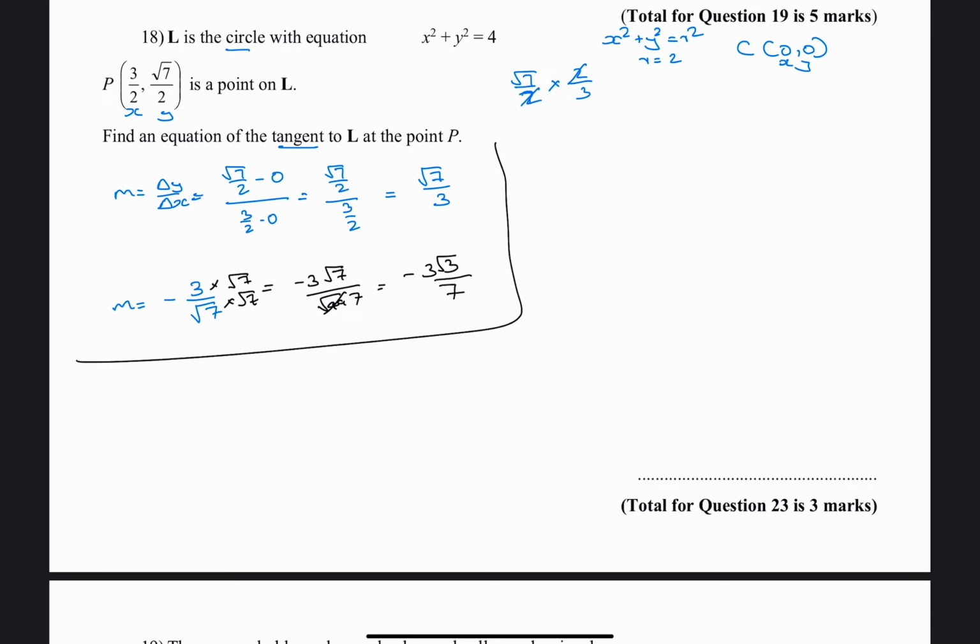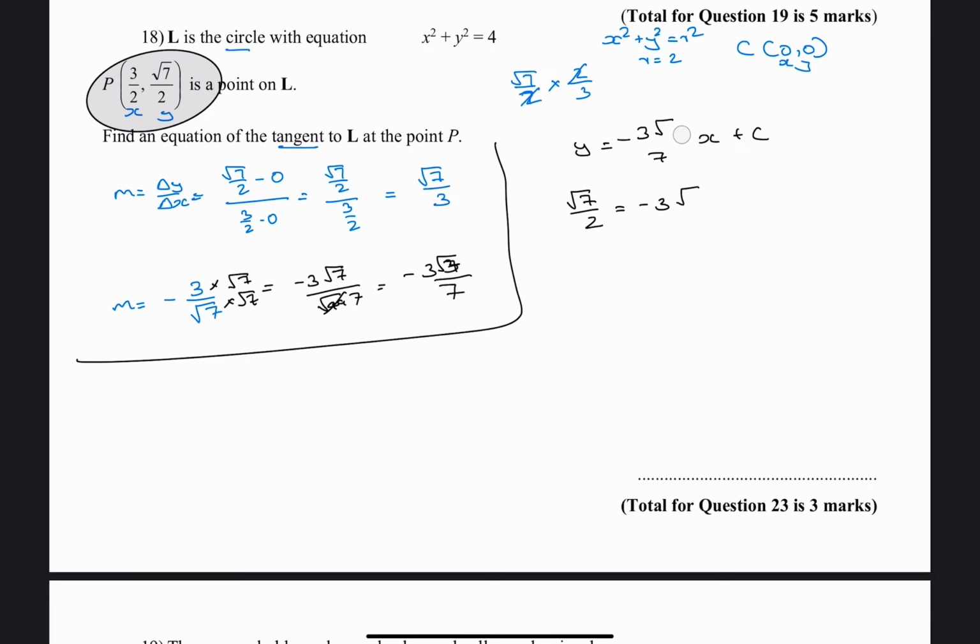So what's the equation? y equals minus 3 root 7 over 7, x plus c. Substitute it. Remember, we are substituting this coordinate. You never substitute the center, remember. So always whatever a coordinate, b coordinate, in this case the p coordinate. y is root 7 over 2 equals minus 3 root 7. Sorry, don't know why I wrote 3 over here.